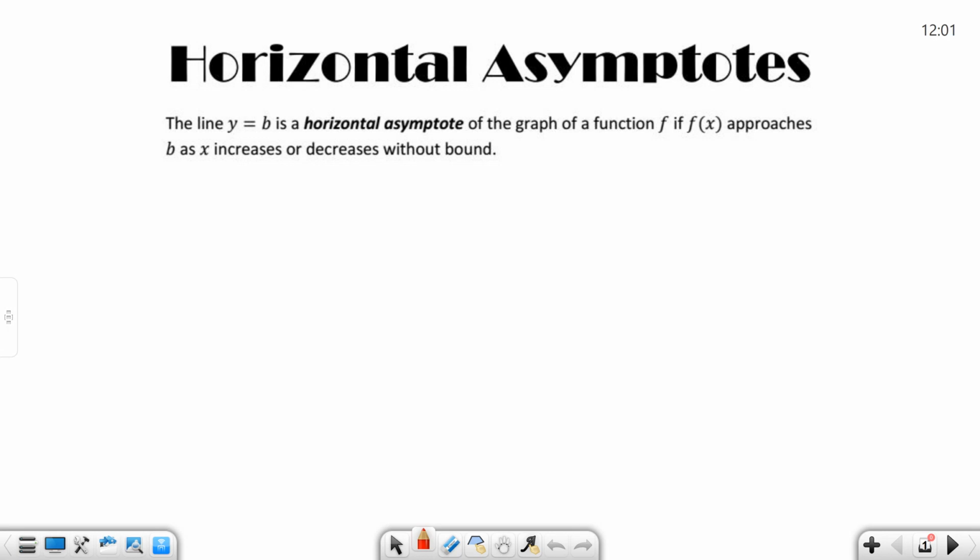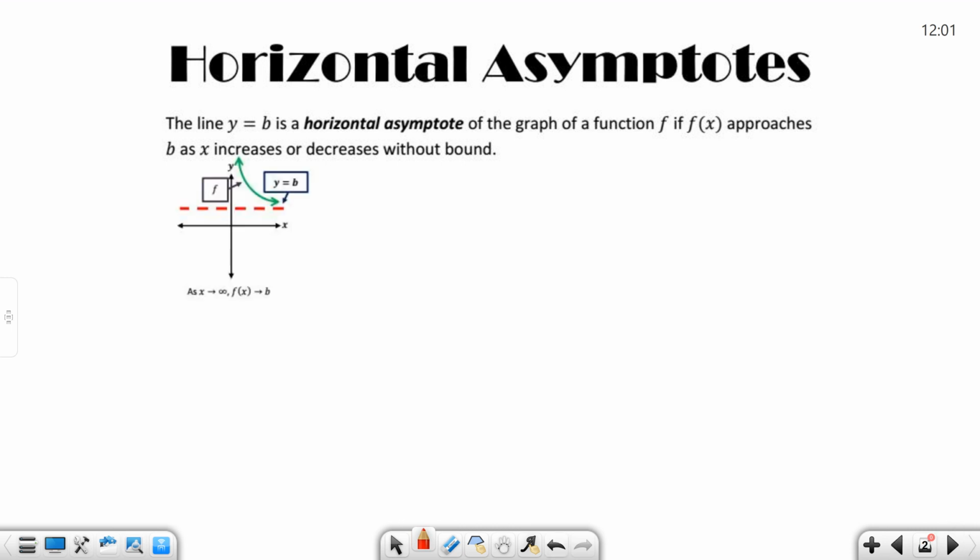Horizontal asymptotes. The line y equals b is a horizontal asymptote of the graph of a function f if f of x, that's the y value, the function value, approaches some number b as x increases or decreases without bound. So as x goes way out to the right or way out to the left, does the function kind of level out? That's what it means by approaching a number. The function kind of levels out there a little bit. All right, so let's look at some examples of this.